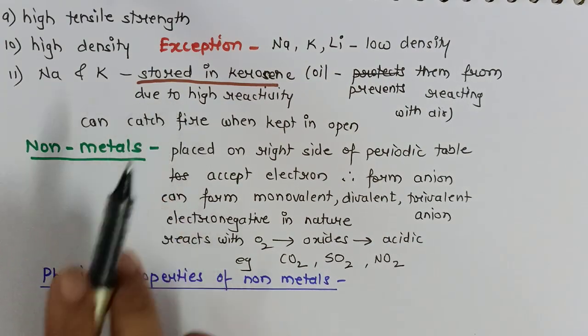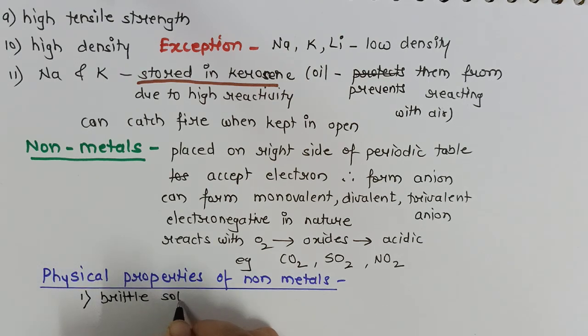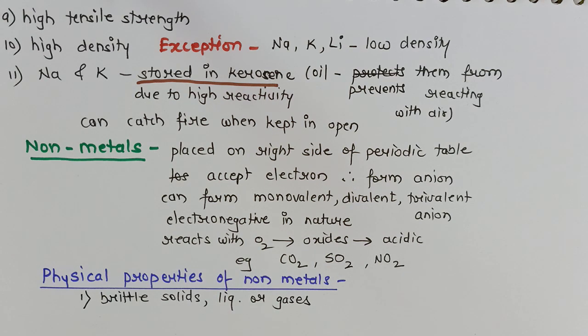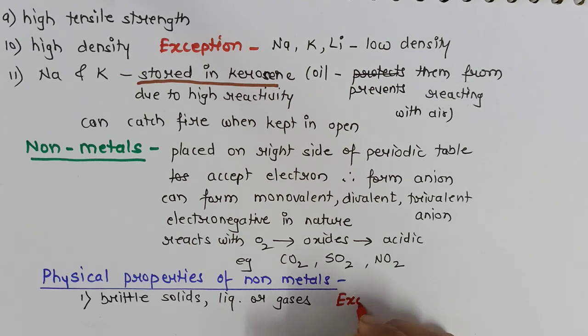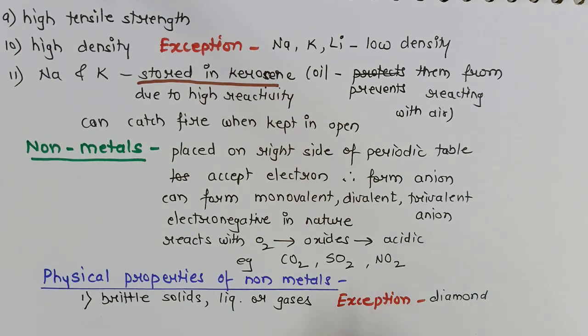In this part, we have discussed the chemical properties of metals. So now we will discuss physical properties of non-metals. The first one, these are brittle solids, liquids or gases. I will say graphite is the non-metal which is a brittle solid. Exception is diamond. Diamond is the hardest non-metal. Otherwise, most of the time non-metals exist in liquid or gaseous form.